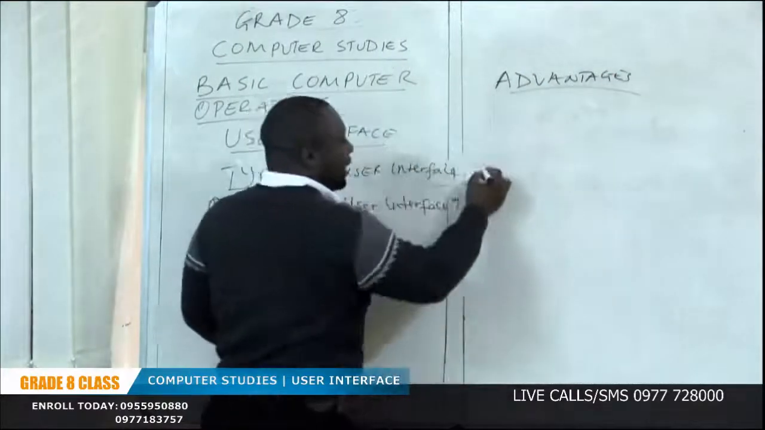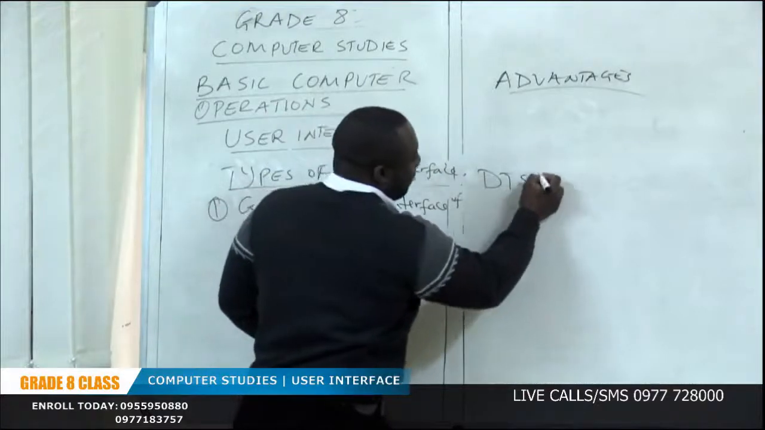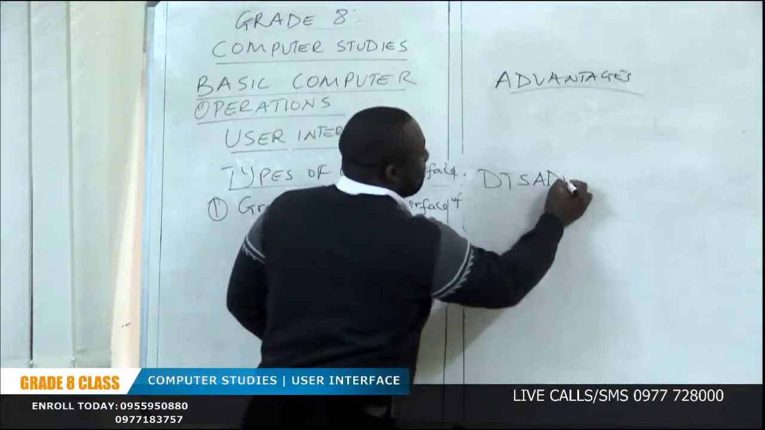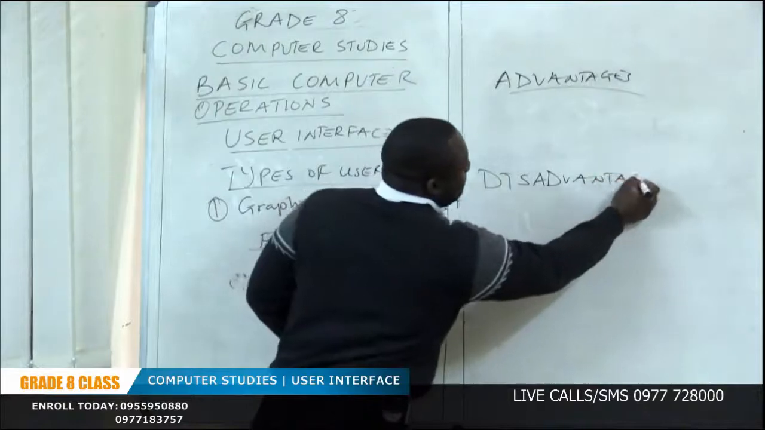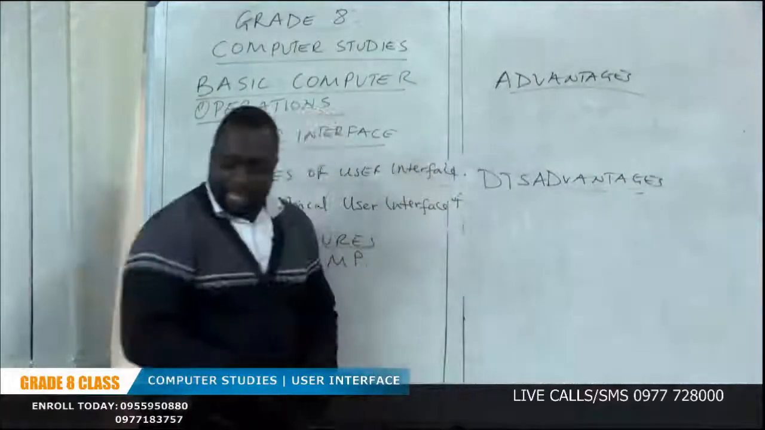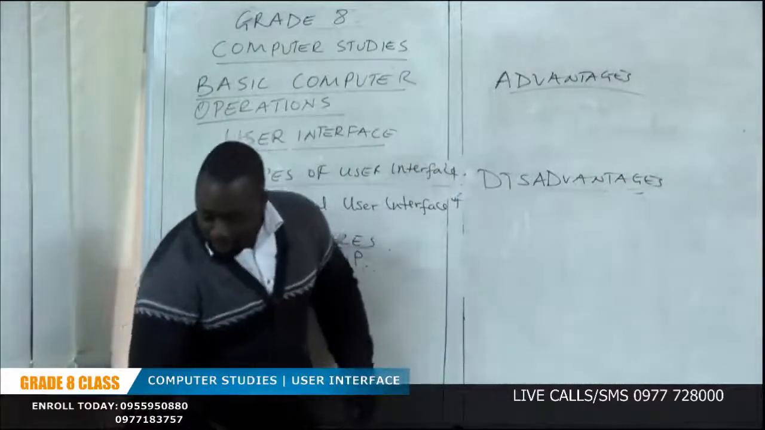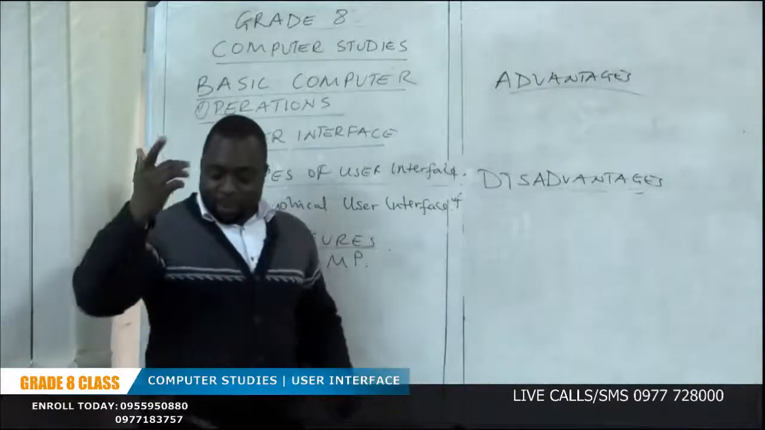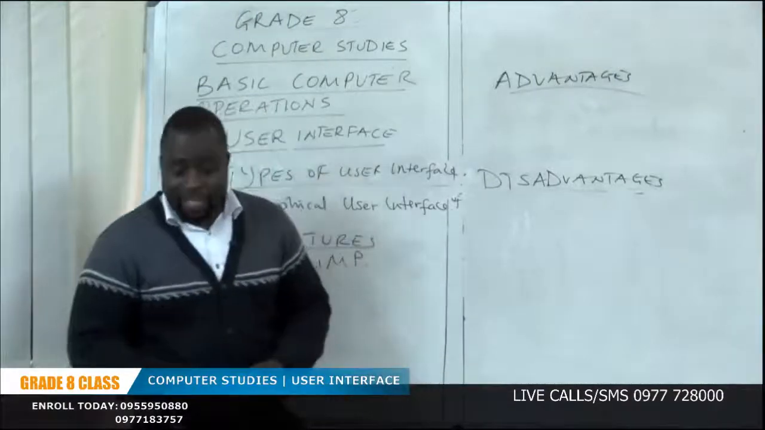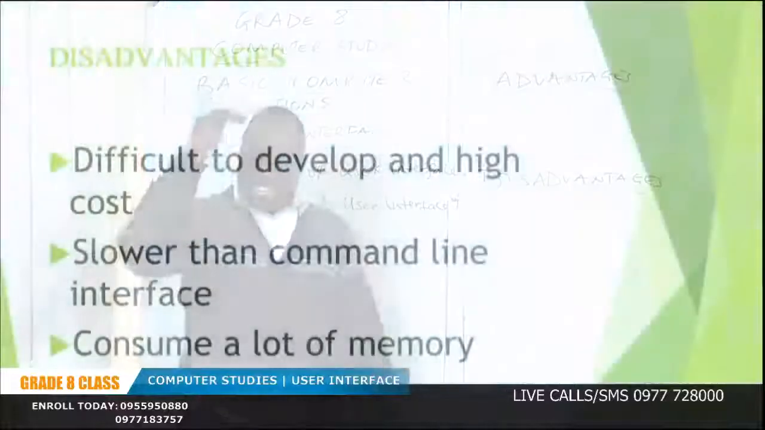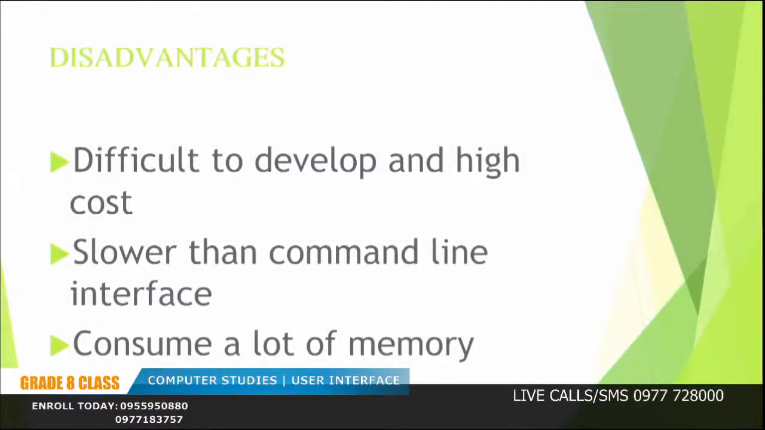So I've looked at the advantages, now we can look at the disadvantages. Now, what are the disadvantages? Okay, I can also put them on the screen so that you see them. Number one, it is difficult to develop and it also demands high costs. So for people who are coming up with these gadgets, it is quite difficult to come up with those features.